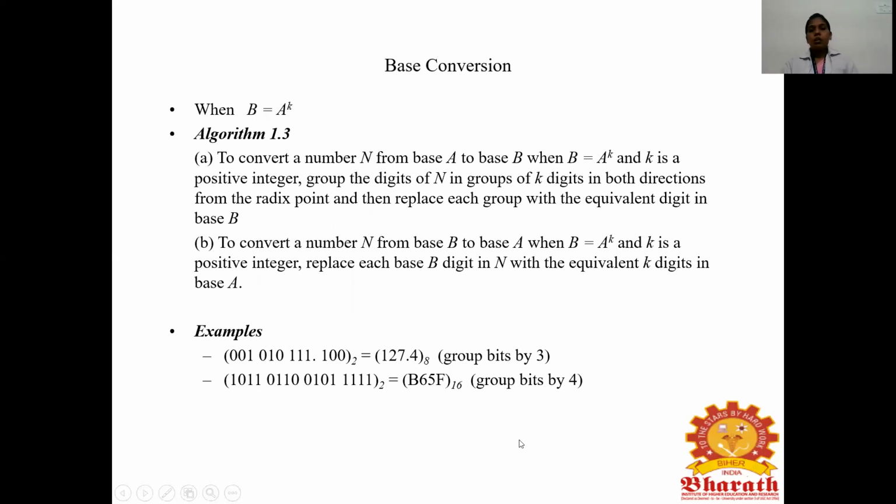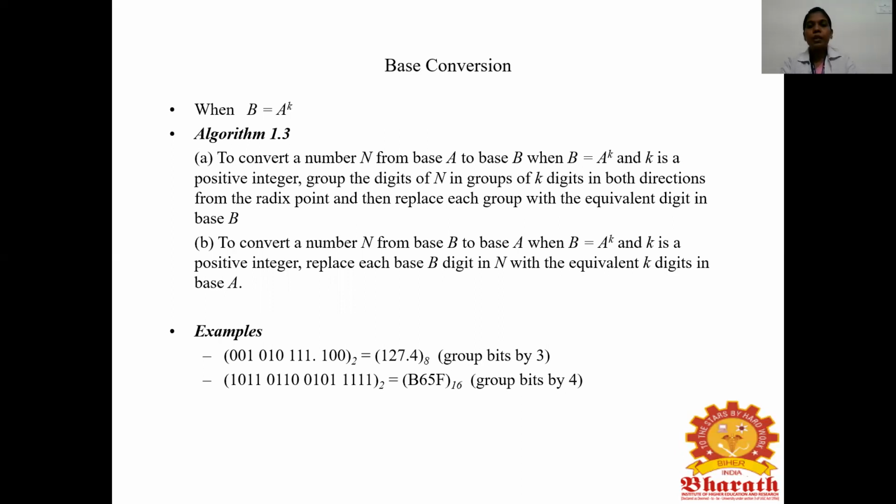So we'll see what we are going to do in the conversions. When b is equal to a to the power k, to convert a number from one base to the other base, where k is a positive integer, we are going to form a group of digits. In each group, we should have k digits.